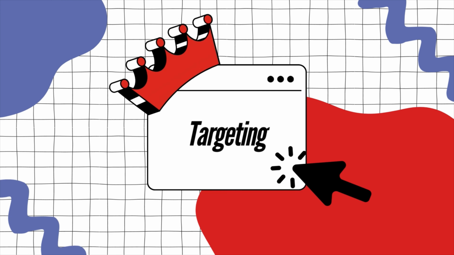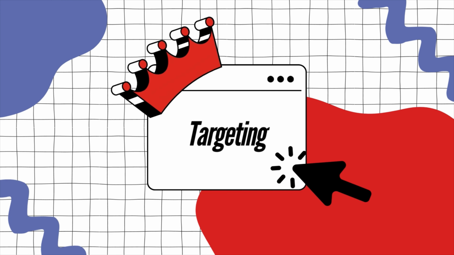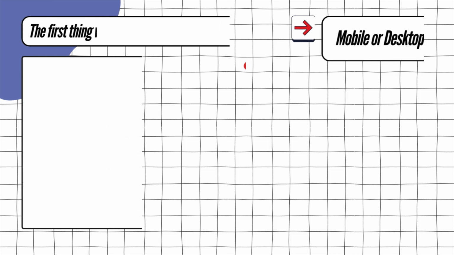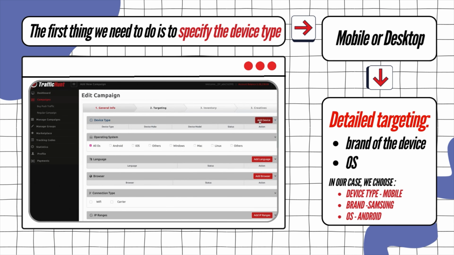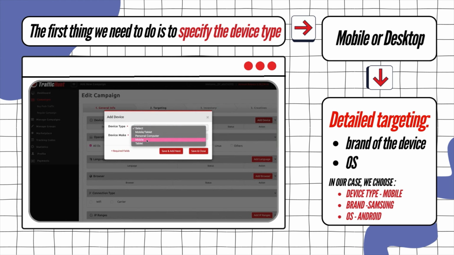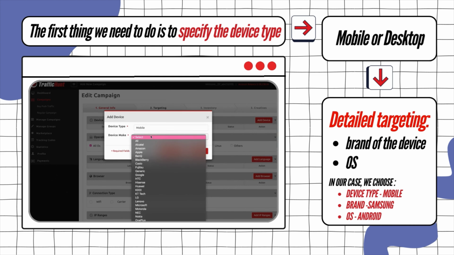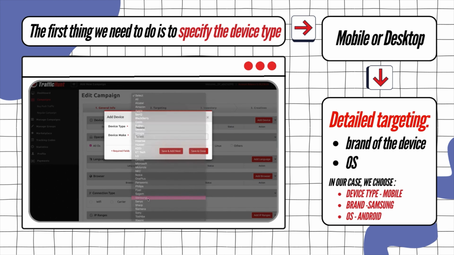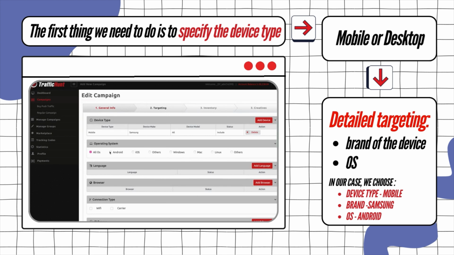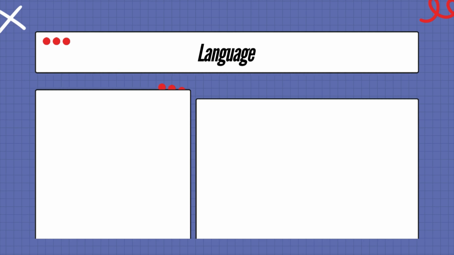The next stage of setting up the push campaign is targeting. Here, everything is simple. The first thing we need to do is to specify the device type. It can be mobile or desktop. Then, for more detailed targeting, we can specify the brand of the device as well as the operating system. In our case, we choose device type mobile, brand Samsung, OS Android.